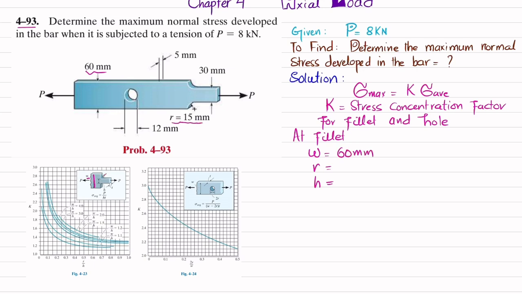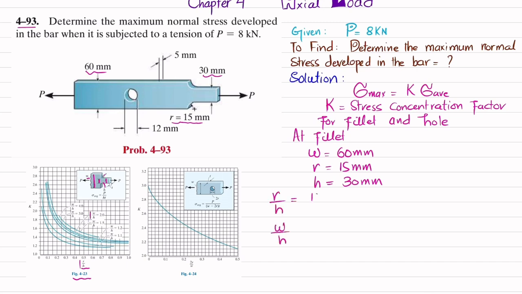You can see R is this one, so that is 15 millimeter. And H is this height, which is given here, and this is 30 millimeter. Now you have these values. You have to use figure 4-23, that is for fillet, and find R by H and W by H. So first we will find R by H and W by H.